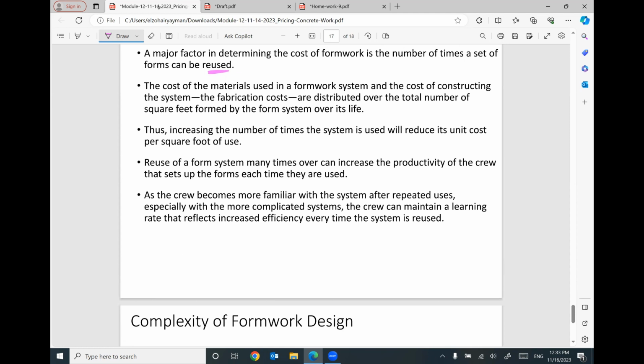Okay, so we have the cost for the material of formwork itself, and we have the cost to construct this system of formwork, the fabrication cost. All of these costs will be distributed over the total number of square feet formed by the form system over its life. As I mentioned, it doesn't make sense to put all these costs on one project, because the formwork will be used in different projects.